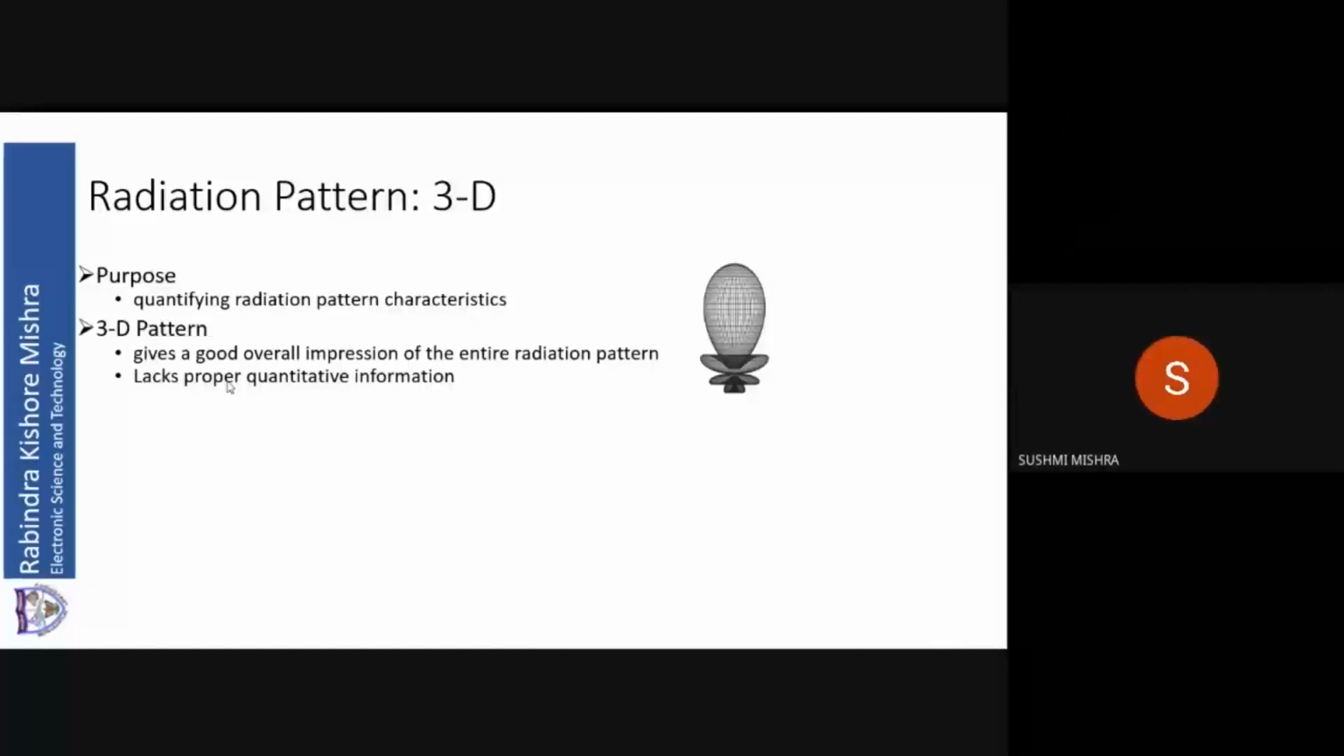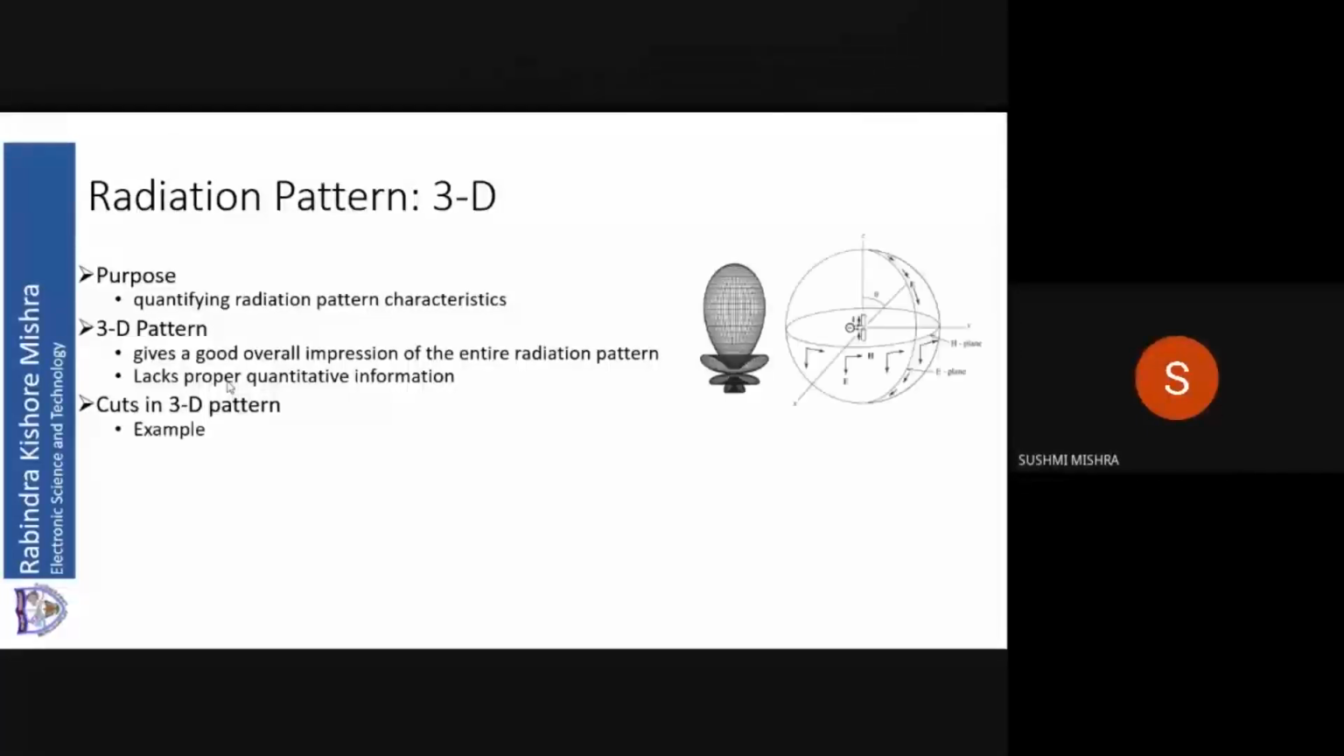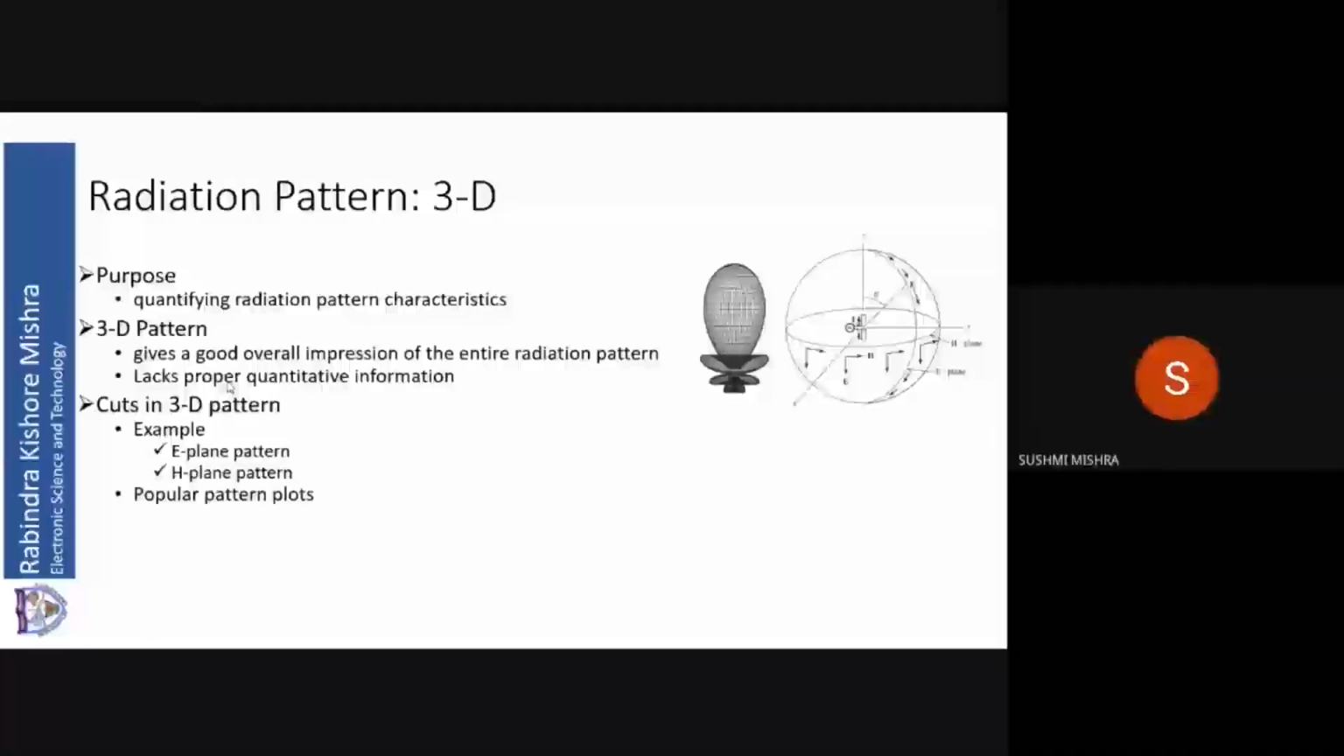That is the demerit. So if you do a simulation and look at a 3D pattern, it is difficult to derive any inferences from the pattern. But if you take a chord in this 3D pattern, in any plane, for example, I am taking this chord, then I will get my E-plane pattern and my H-plane pattern. On the E-plane pattern and H-plane pattern, I can characterize the antenna completely.